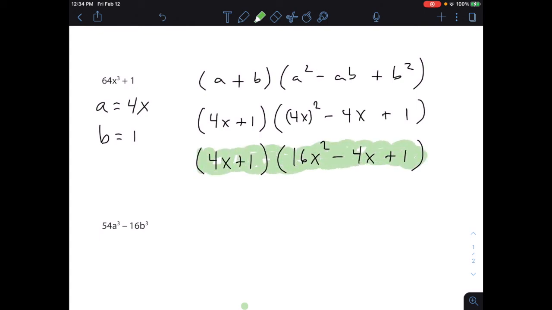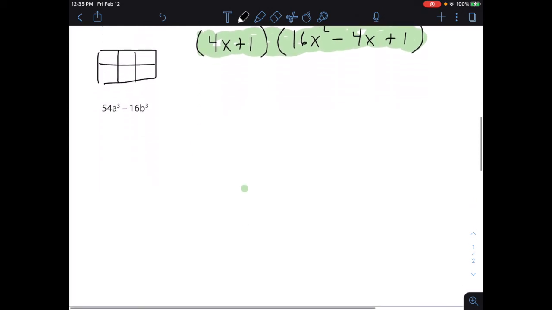There is our factored form of 64x to the third plus 1. All right, if you doubt this, just set up a little box method with boxes that look like this and plug those two things in there and do all the multiplying and combining like terms, and you'll see you end up going right back to 64x to the third. All right, how many do we have left?